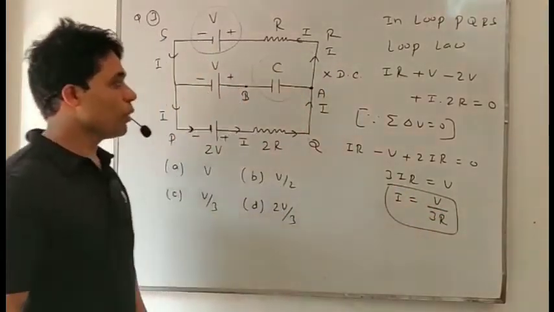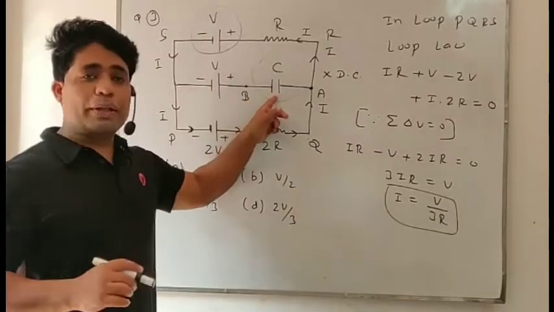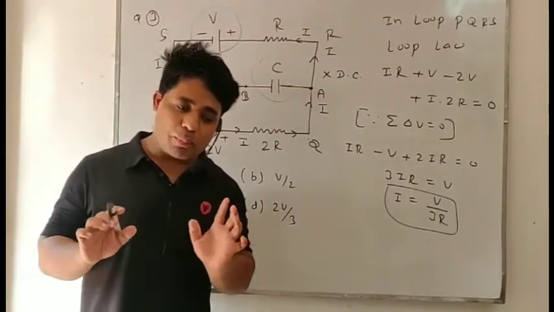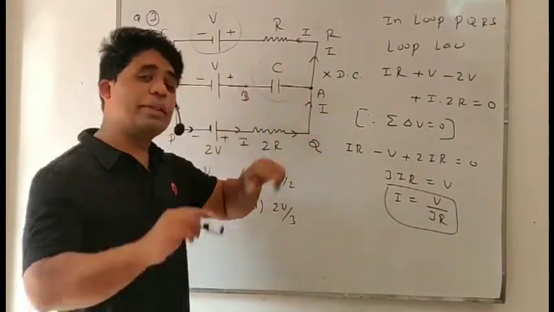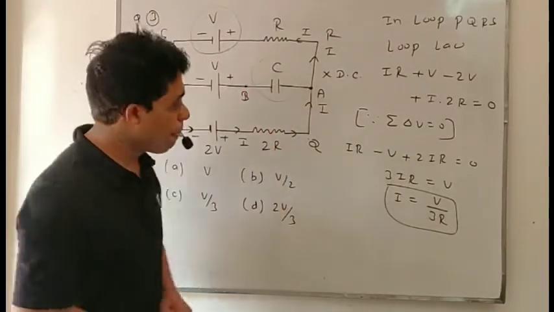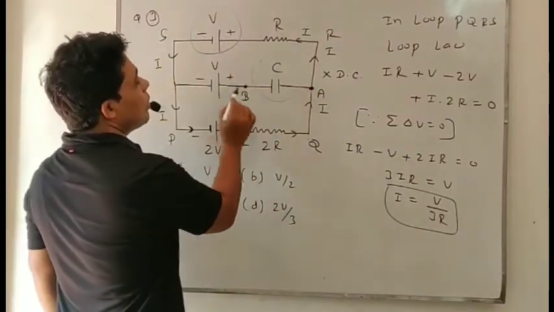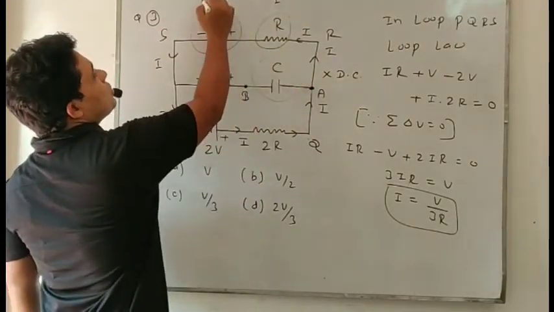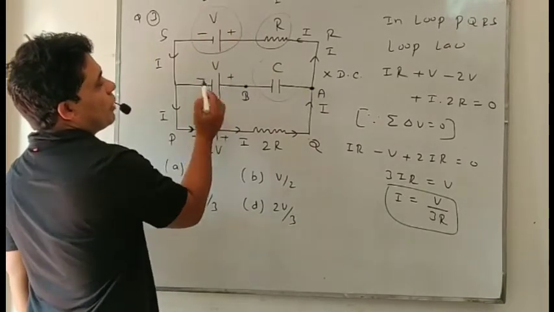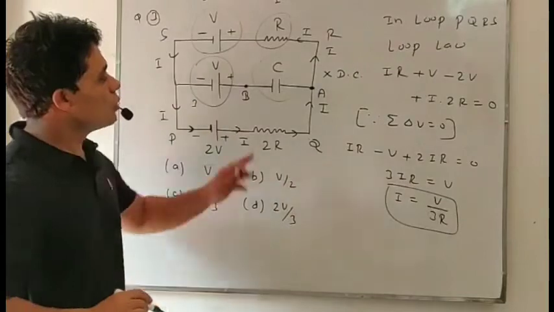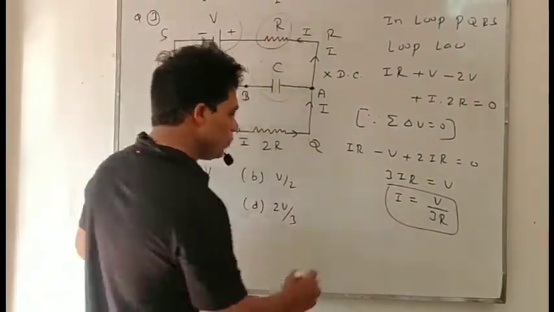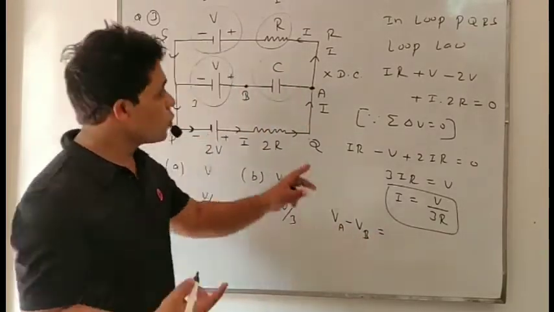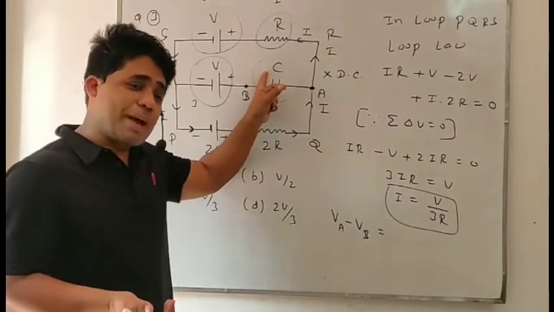We got the current. Look, students, if you want to get the potential drop across C, C lies between A and B. So if we find the potential drop between A and B, that will be the potential drop across the capacitor. So between A and B, moving like this, we have a resistance as the first factor, a cell of potential V as the second factor, and this potential as the third factor. So between A and B, we have three components. So VA minus VB, the potential difference between A and B, should be the potential drop across this capacitor.